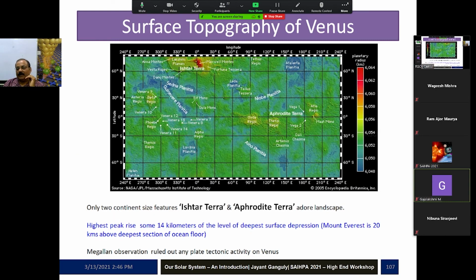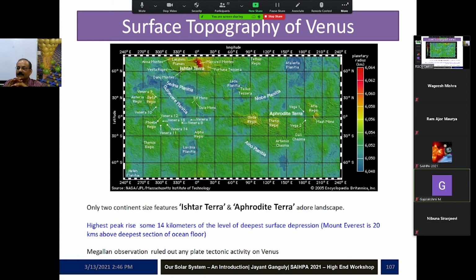Similarly, people have studied Venus by various probes. They have studied its topography, and there are two main surface features which can be likened to continents on Earth: Ishtar Terra and Aphrodite Terra. These are the landscapes, and they have mountains around 14 kilometers high from the deepest level, which is shorter than our Mount Everest, at 20 kilometers from the deepest ocean floor.